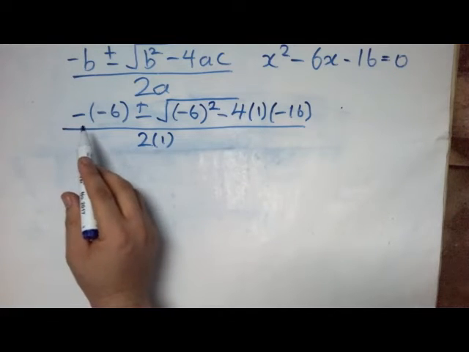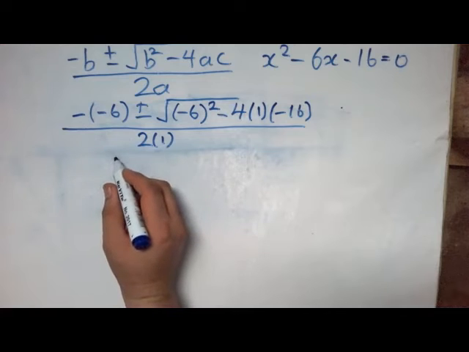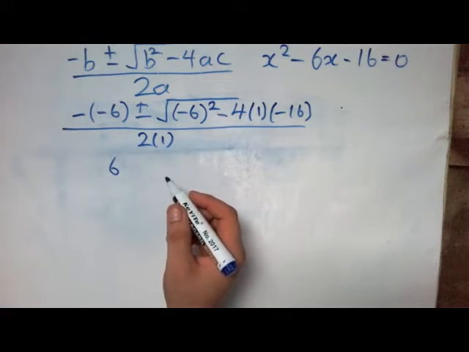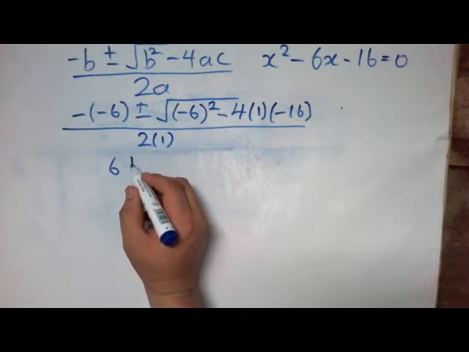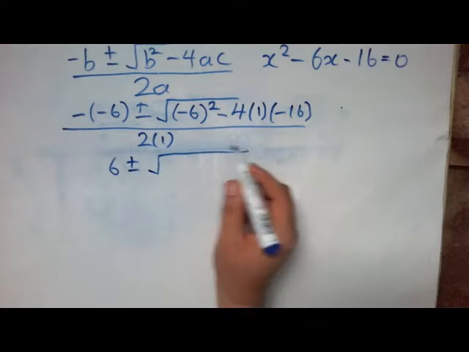This minus multiplied by this minus will turn to plus. So 6 is now free. 6 has no minus sign anymore. Now we come back to our plus and minus. We open our square root.